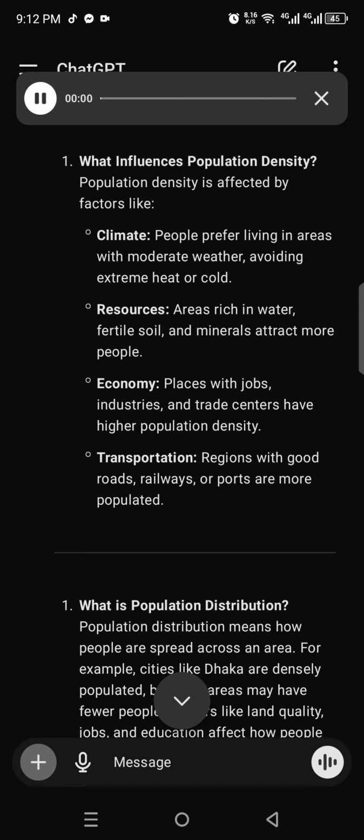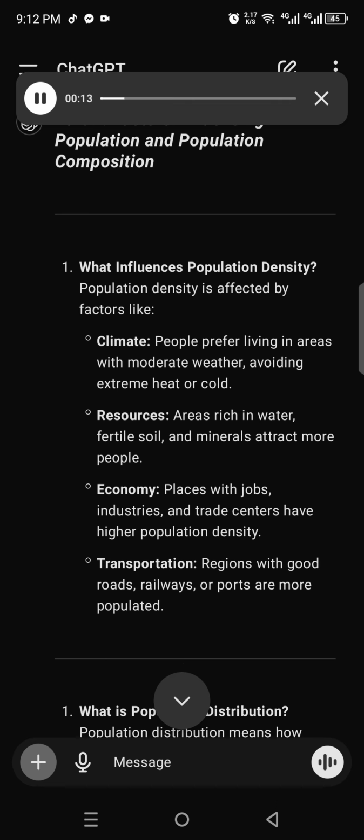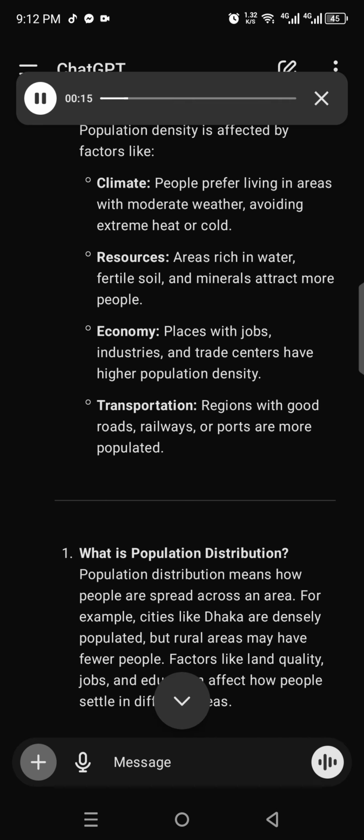Part 4, Factors Influencing Population and Population Composition. 1. What influences population density? Population density is affected by factors like climate. People prefer living in areas with moderate weather, avoiding extreme heat or cold. Resources. Areas rich in water, fertile soil, and minerals attract more people.